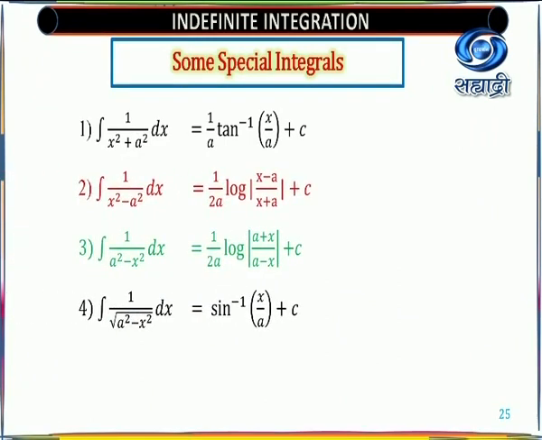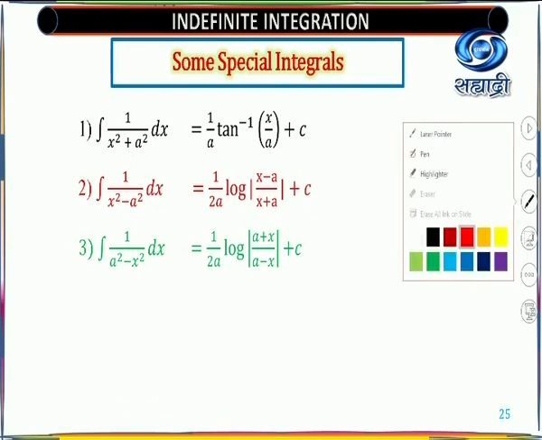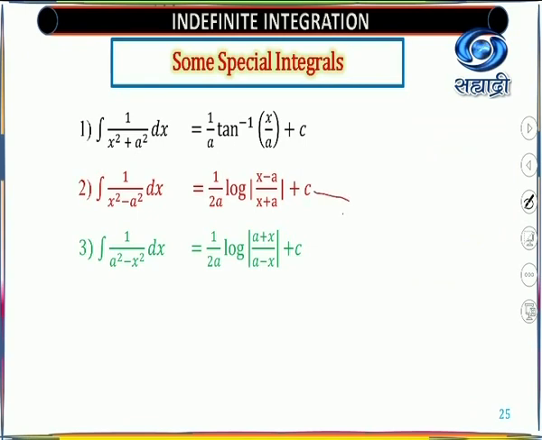In these formulas, the first one is integral of 1 upon x square plus a square dx equal to 1 upon a tan inverse x by a plus constant of integration. In the second, look at these two types of examples, which look the same: 1 upon x square minus a square and 1 upon a square minus x square. For the first you get 1 upon 2a log mod x minus a upon x plus a, and here you have a plus x upon a minus x.